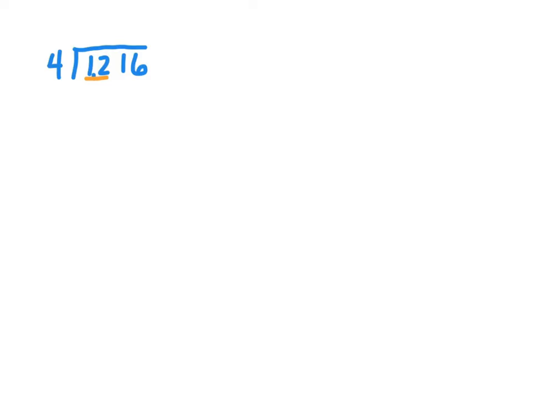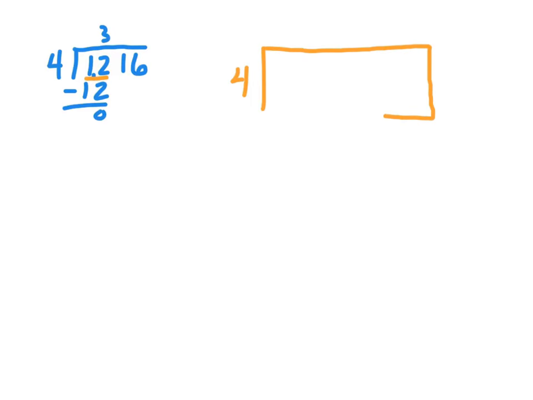and think of those as 12 hundreds. And I can divide 12 by 4, and I know that 3 times 4 is 12, that's 12 hundreds, and I can subtract that out, and there's no remainder there. So if I'm modeling that, then I'm going to start off with my length of 4 for the side here, and then I know my area.